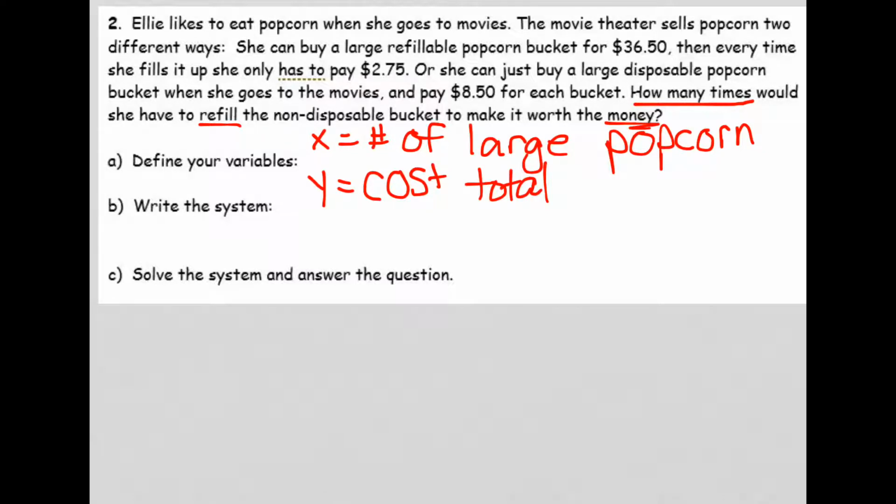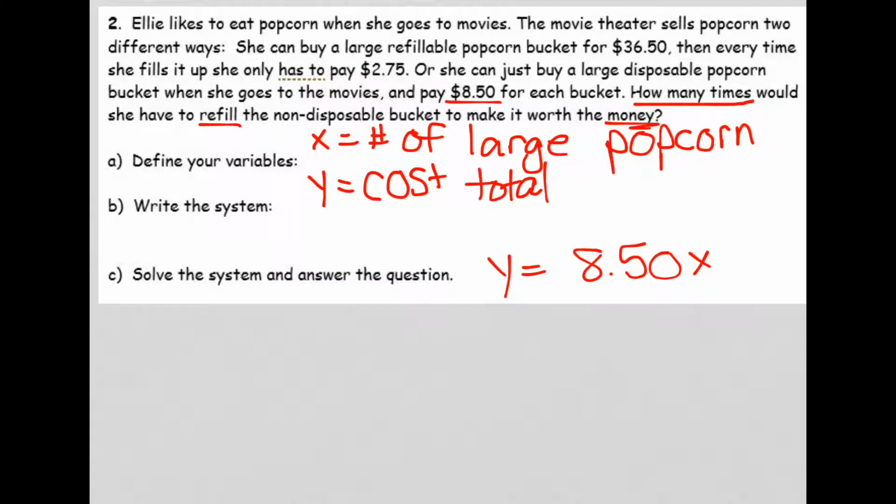Well, we're going to have one equation for each scenario. So let's just do the simplest one first. What would an equation look like if you're just paying $8.50 for every bucket of popcorn? Well, the cost is going to equal $8.50 times however many buckets you buy. So if you bought one bucket of popcorn, it would cost $8.50. If you bought 2 buckets of popcorn, it would cost $17, etc.